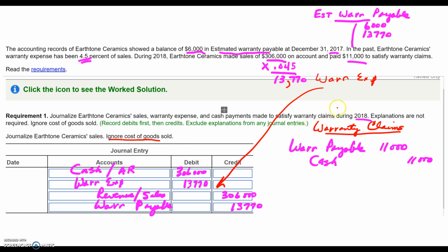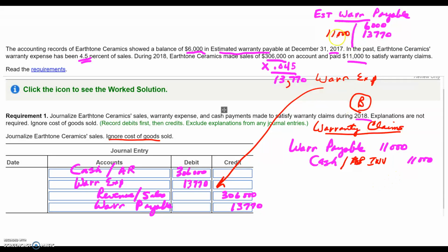And then we're going to go to the second part of this, part B. We're going to record the warranty claims. We paid $11,000 to satisfy the warranty claims. So our entry is going to be a debit to warranty payable and a credit to cash for $11,000. Cash or inventory or accounts payable, whatever the appropriate title is here. Inventory would be a better one here, for $11,000.